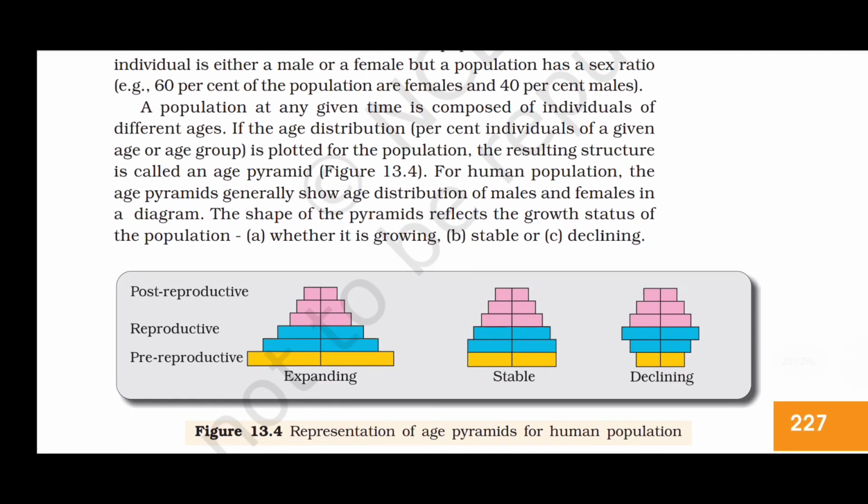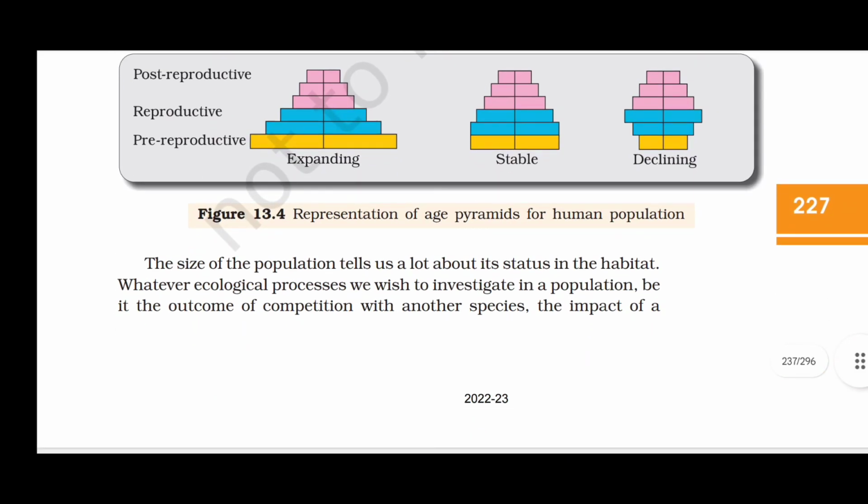For the human population, the age pyramid generally shows age distribution of males and females in a diagram. The shape of the pyramid reflects the growth status of the population. A. Whether it is growing, B. Stable, or C. Declining. The size of the population tells us a lot about its status in the habitat.